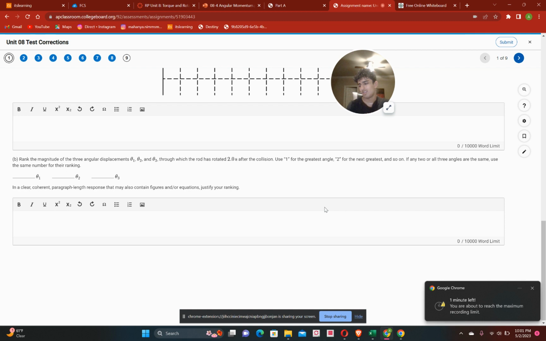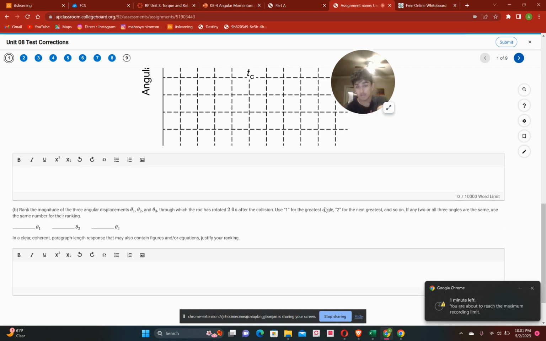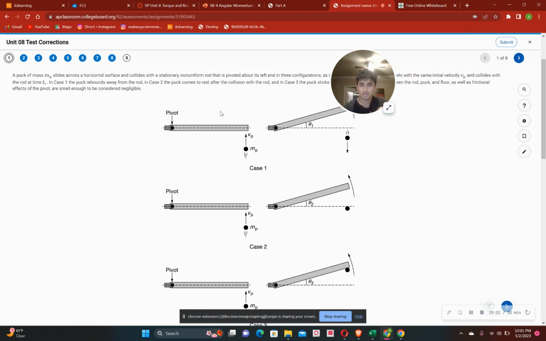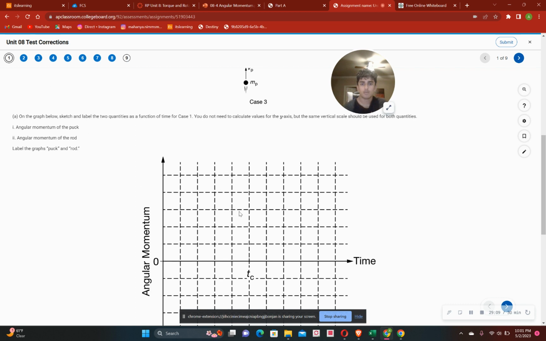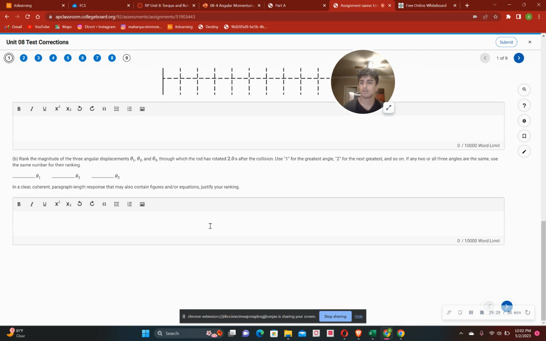Now, for the rod, it's going to be constantly 0 because it's just chilling right there. It's at rest, right? So it'll be 0 right here, and then it's going to be positive right here because it's I times omega, and now omega is increasing. The I is going to decrease, but it's there, so it'll just be a positive constant. And yeah, that's part A.